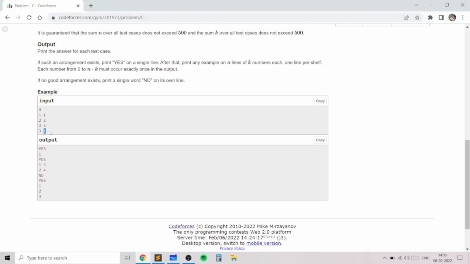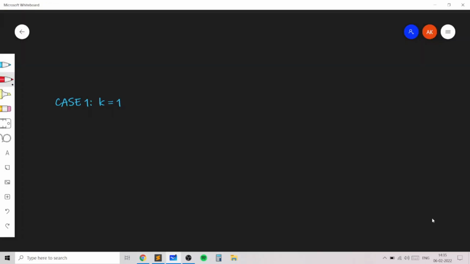So in the last test case, we know that when k is 1, we can just print the elements as 1, 2, 3, 4 all the way up till n, depending on what value of n is. So we can write a simple loop which prints these numbers 1 to n, and this is a simple construction which works when k is 1 because every mean value for a contiguous range is an integer which is equal to the number itself, and that's why this construction works.